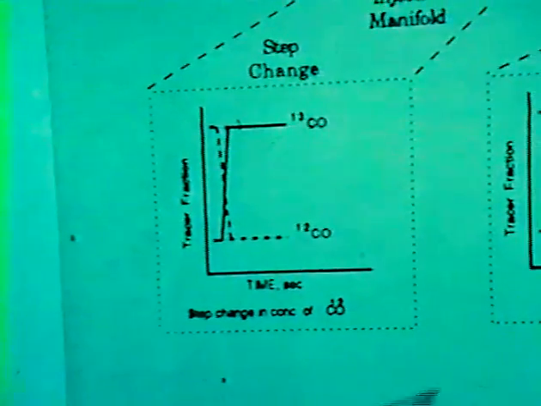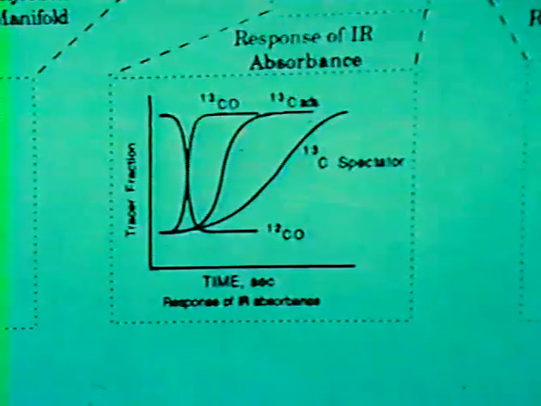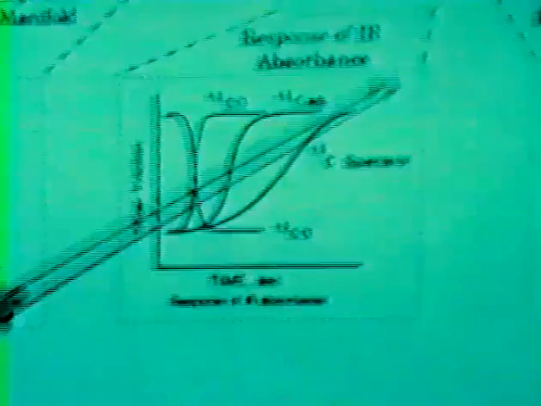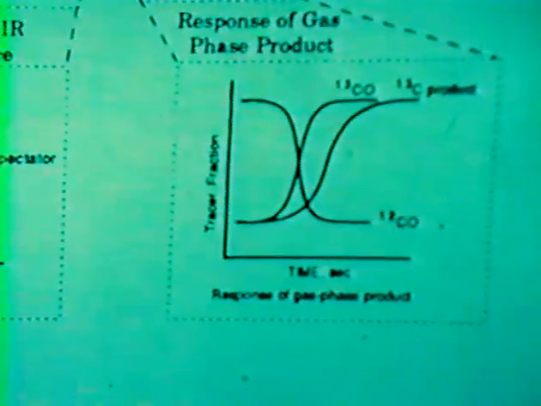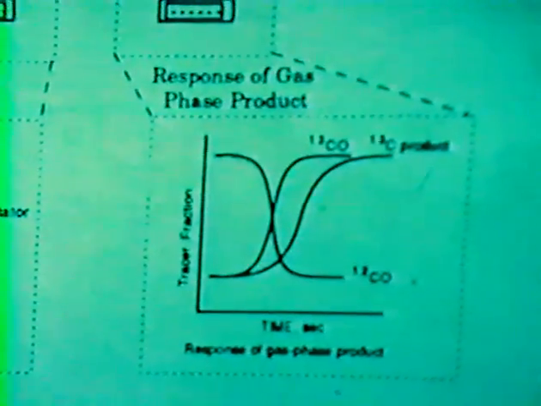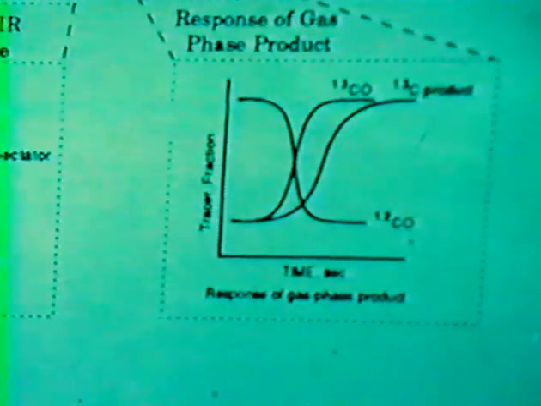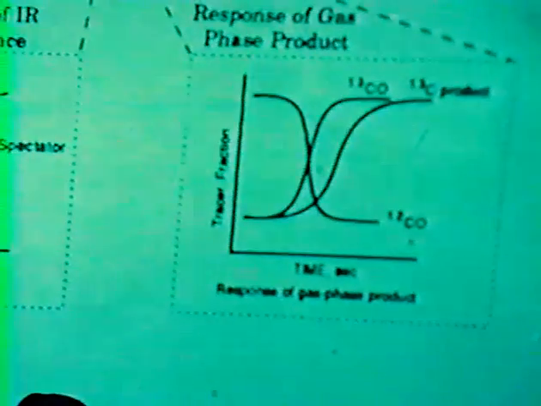The use of infrared spectroscopy allows us to observe the dynamics of the adsorbed species during the switch. And the use of the mass spectrometer here allows us to observe the dynamics of the gas phase product response. The transient technique has been widely used in catalysis research.